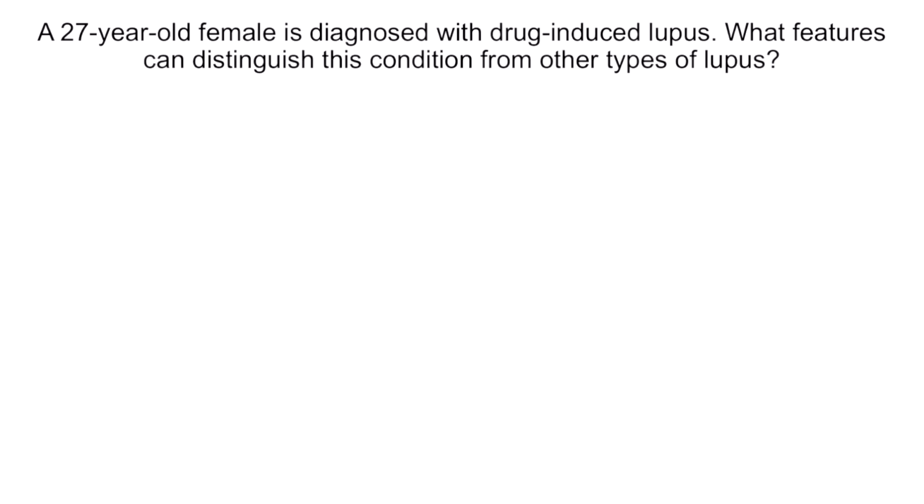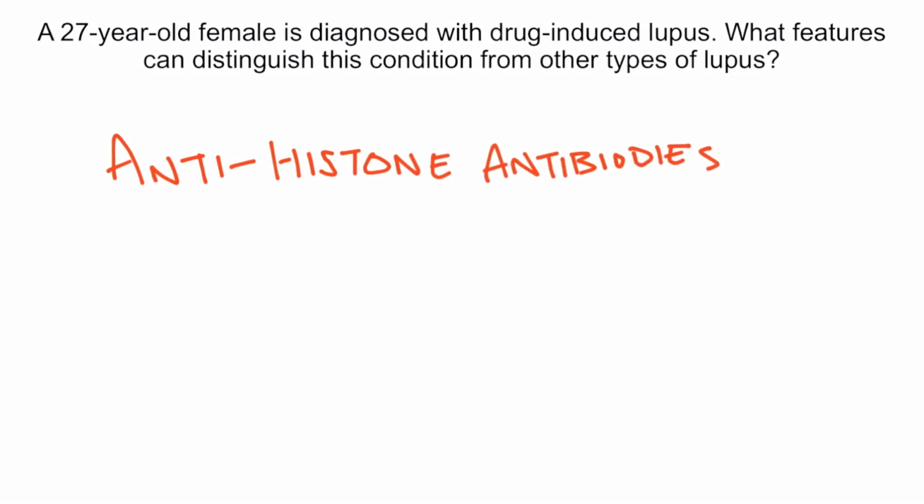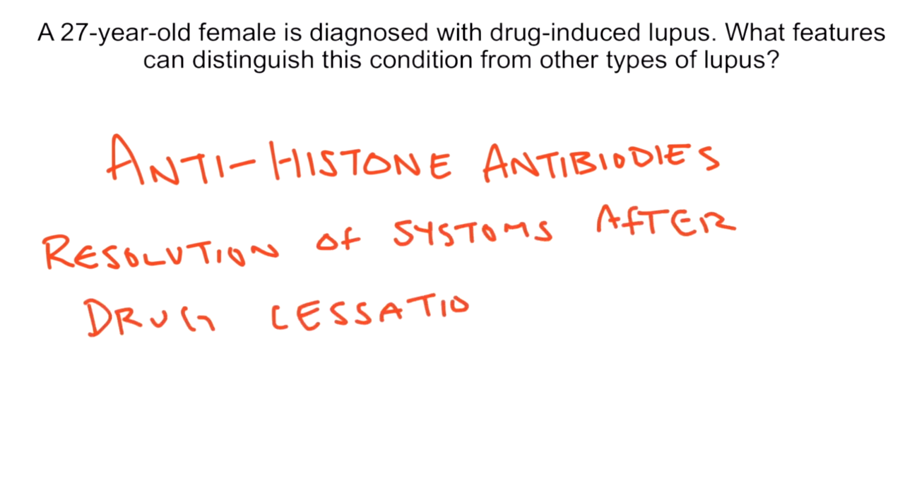All right, let's do a flash quiz. A 27-year-old female is diagnosed with drug-induced lupus. What features can distinguish this condition from other types of lupus? This patient is diagnosed with drug-induced lupus. Let's discuss how we can distinguish drug-induced lupus from other types of lupus. Drug-induced lupus is characterized by anti-histone antibodies, while primary lupus presents with anti-Smith and anti-double-stranded DNA antibodies, as we'll discuss later. Another important factor is that for drug-induced lupus, there is a complete resolution of symptoms after drug discontinuation.